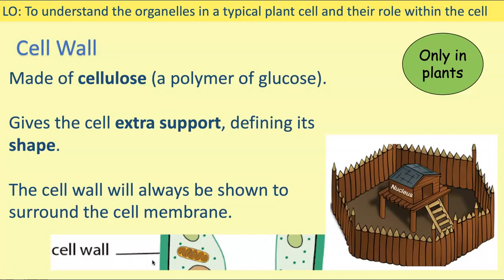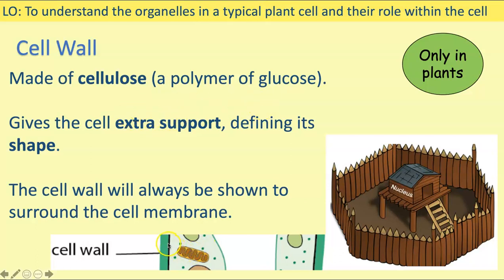Next, we've got the cell wall. The cell wall of a plant is made of cellulose, and cellulose is a polymer of glucose, so it's a long chain of lots of glucose molecules all stuck together. It gives the cell extra support and defines the shape of the cell. The cell wall will always be shown to surround the cell membrane.